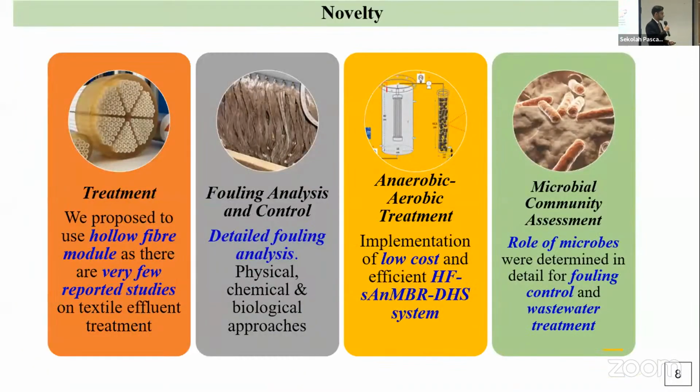The novelty of this research is that we propose to use the hollow fiber module in comparison to other kinds of modules, because very few studies have been reported for textile dyeing effluent treatment using the hollow fiber submerged AnMBR. We did a detailed fouling analysis, and we come up with a low-cost aerobic treatment process. And at the last, we check the role of efficient dye-degrading microbes.